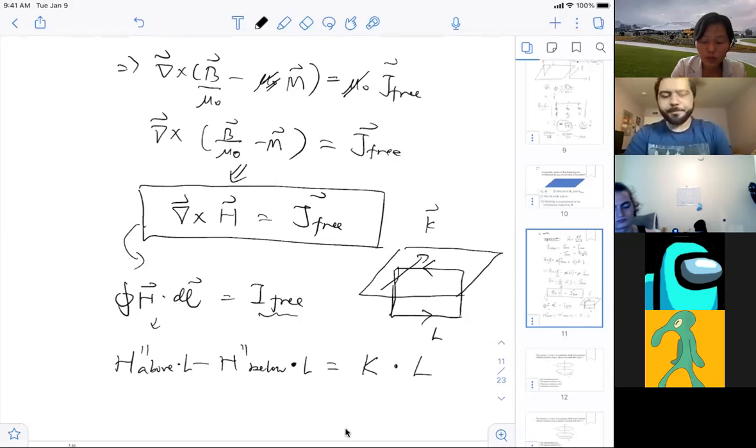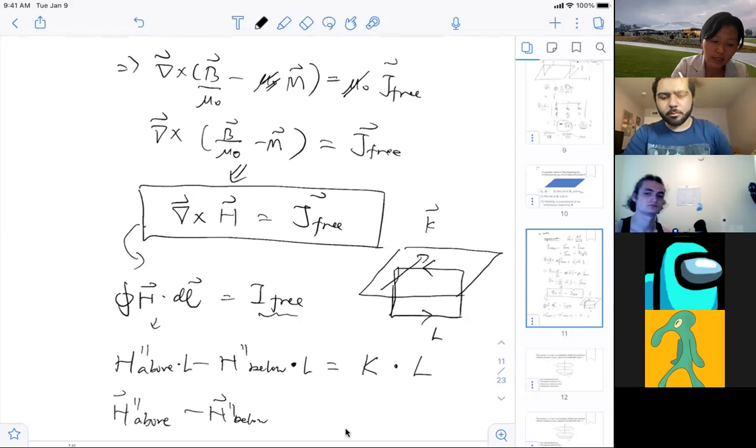Now, if you do want to add directions, and sometimes people do, you have to see, okay, if H parallel is a vector, in what direction is that vector? You can see that parallel component is in this direction, and that is the direction of K cross n hat, just like what we did previously with our B, right? This direction is the same direction as your K cross n hat.